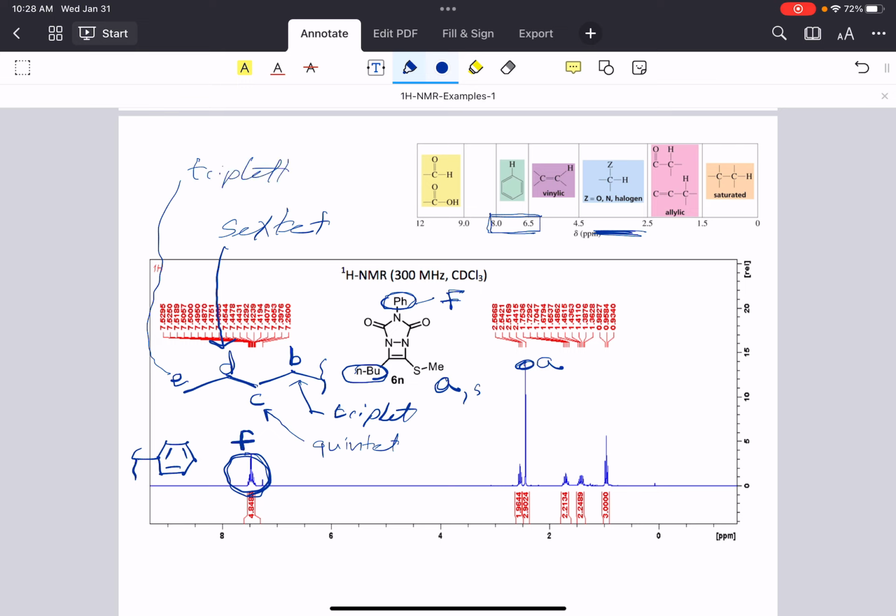And remember, as far as chemical shift goes, we expect the chemical shift to decrease as we go from B to C to D to E. So if I look at the remaining signals, I should be able to pin these down pretty easily, right?